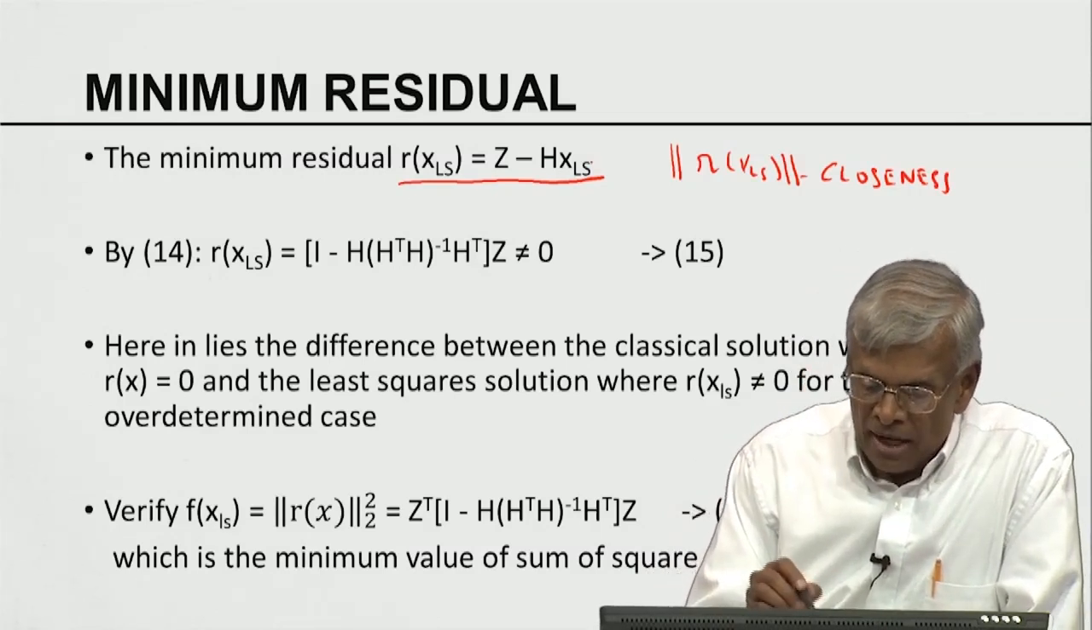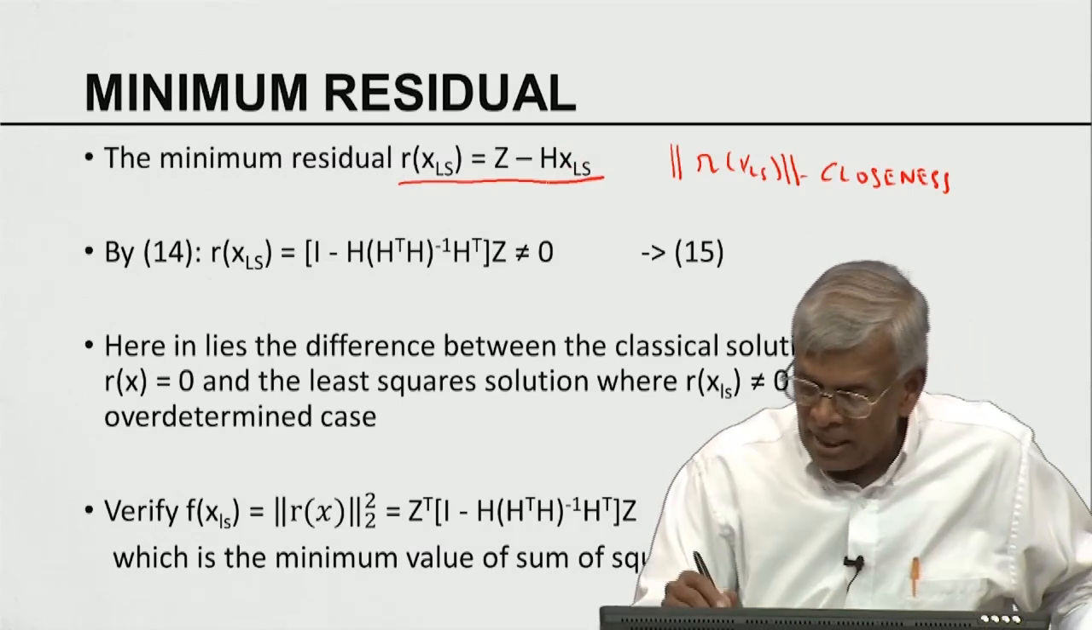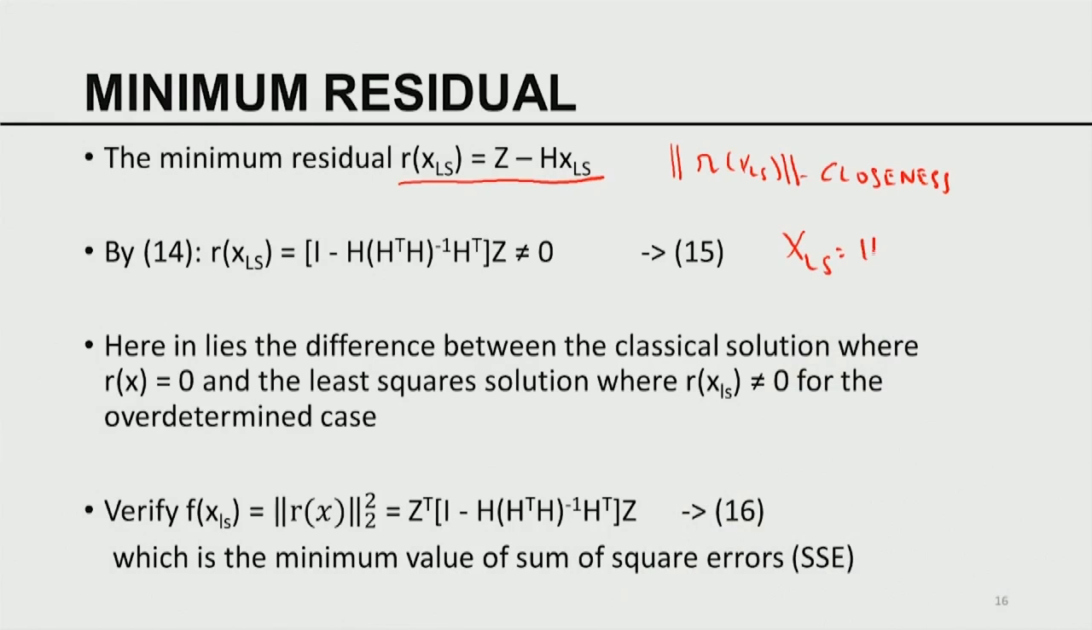Okay, now let's look at this. X_LS satisfies H transpose H X = H transpose Z. So if I substitute this in here, and if you simplify, you have Z minus H (H transpose H) inverse H transpose Z. So this is a matrix, this is a vector. In general, this matrix is not equal to identity. So long as this matrix is not equal to identity, this is not zero.